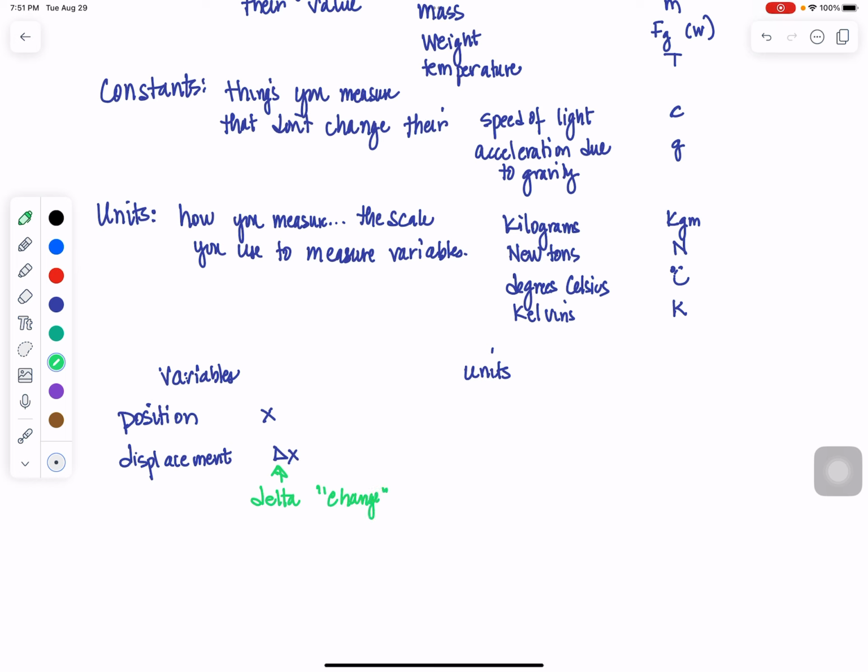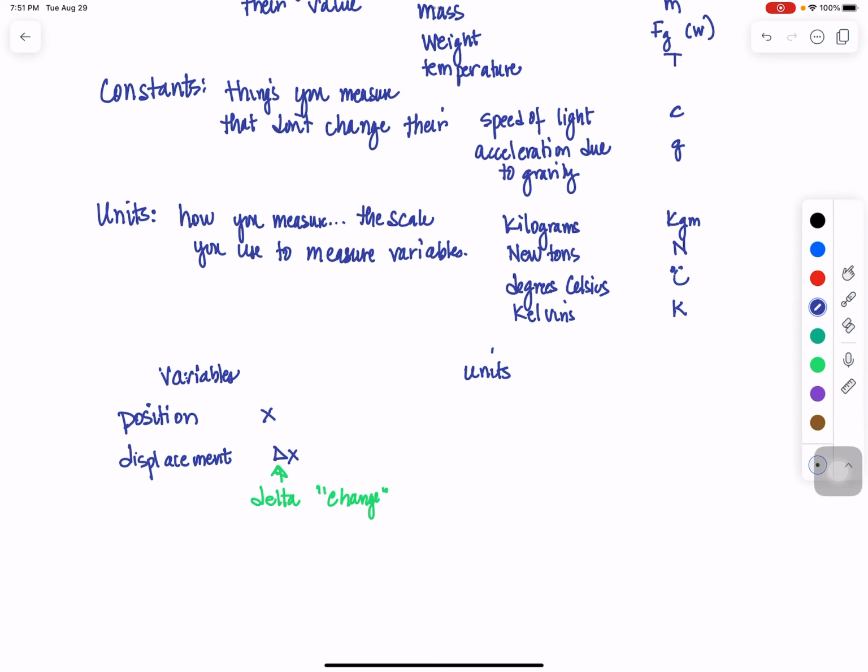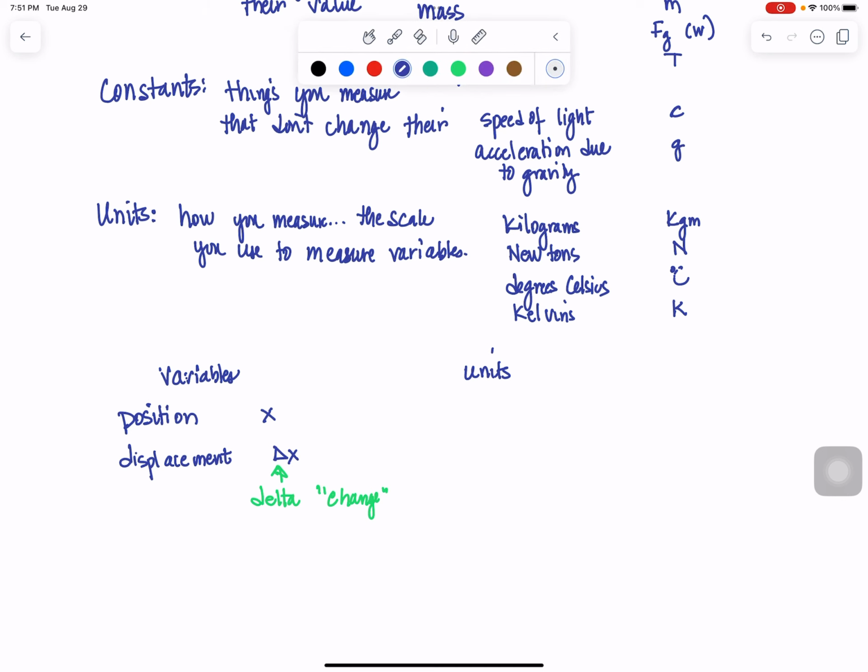And then the last symbol, I'm not sure why that moved. I'm going to try to move it back to the top. Nope, it's going to move to the side. There we go. The last symbol that I'll give you today is time, and its symbol is a lowercase t, which I'm going to write like that. So those are the things that we measure: position, displacement, and time.